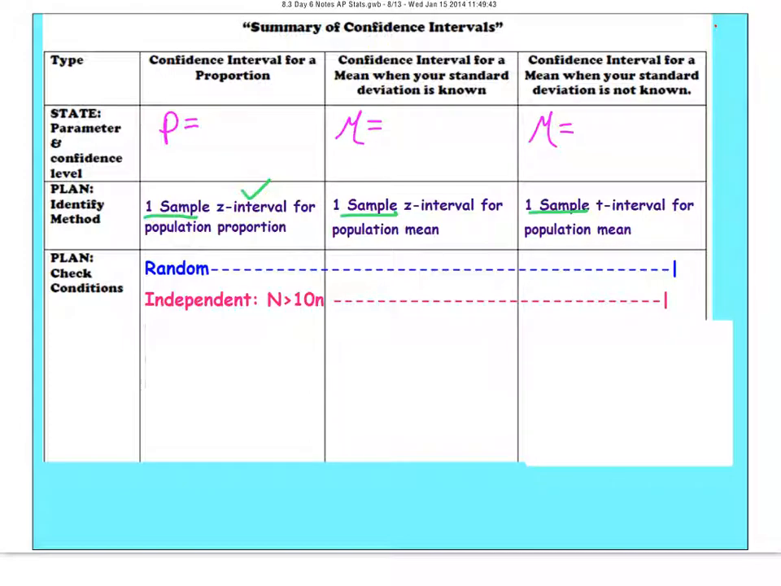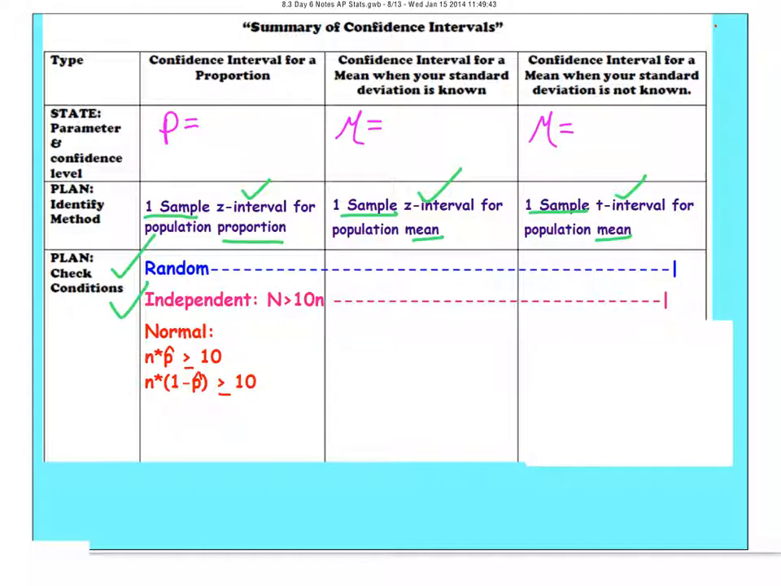Now the conditions: they all check for randomness. They all do independence the same way. Remember, you check for independence when you do not do replacement within your study. Now the conditions for normality are a little bit unique. For the proportion, remember we are looking that both of these two sets are greater than or equal to 10.